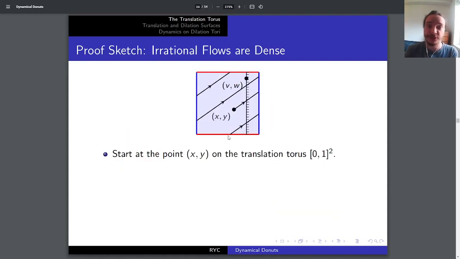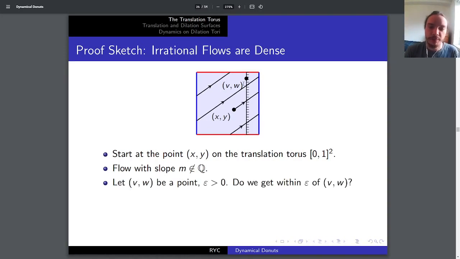So how do we prove something like this? Well, it's a little bit more in-depth of a proof than the proof for rational slopes, but if you focus on the picture, you might be able to see what's going on. Okay, so let's try to go through the proof. So first of all, we're going to start at this point xy. Okay, and what do we want to prove? We want to prove that if we flow with an irrational slope m, then if you pick any point at all vw, then eventually we're going to get within any error of vw.